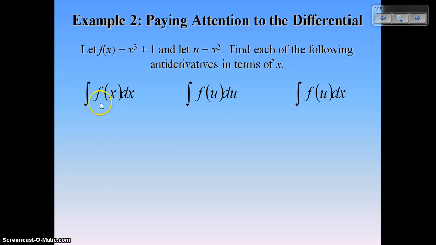So let's look at the first one. The integral of f of x dx. I plug the x cubed plus 1 in for f of x, and now I antidifferentiate. This would be x to the 4th over 4. This would be x, and then we have our plus c.